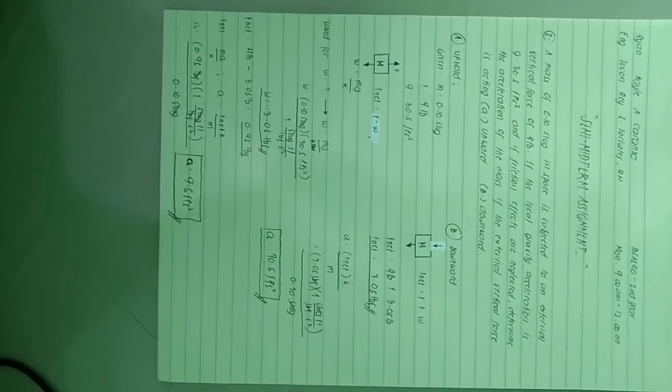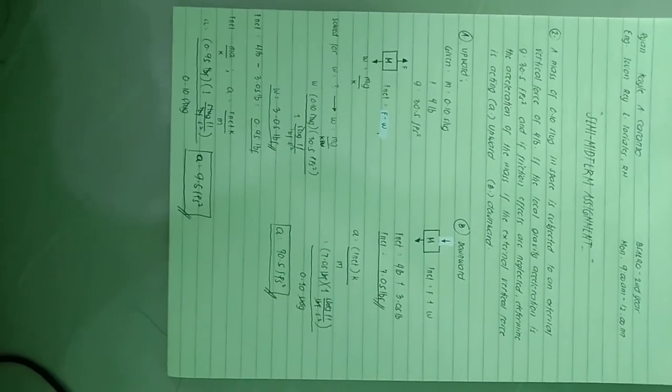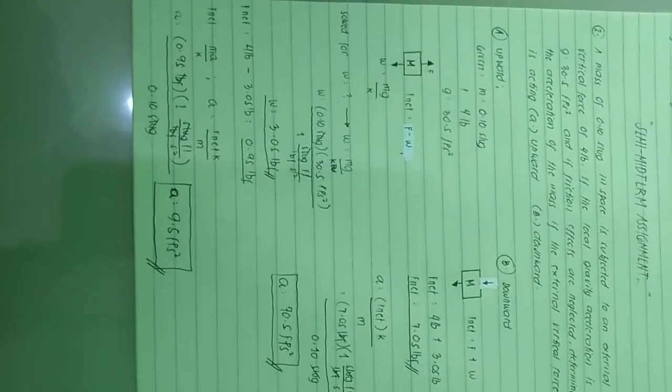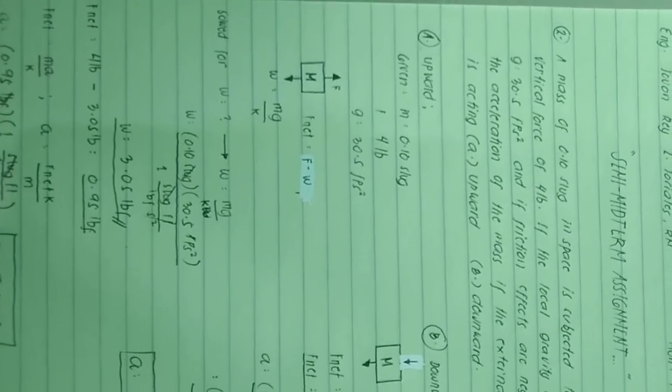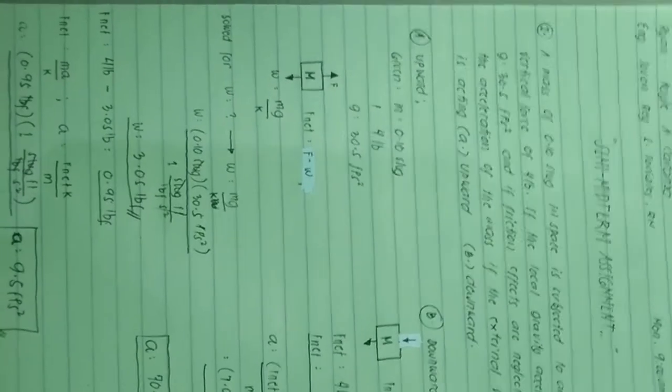So let's first consider solving for the force acting upward. We have the given: the mass, which is 0.10 slug, a force which is 4 pounds, and a gravity of acceleration that is 30.5 feet per second squared. To illustrate the first question, which is acting upward, we have a mass. Of course, a mass will have a weight which is equal to mg over k, or mass times the gravity of acceleration over k, and we have a force that is acting upward.